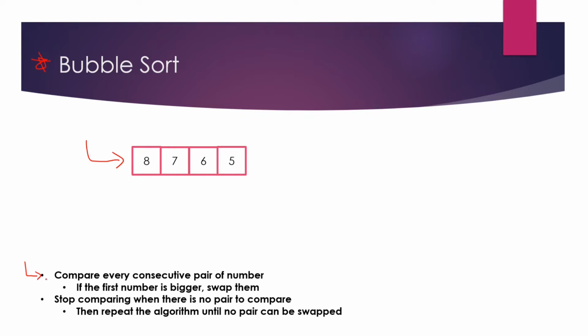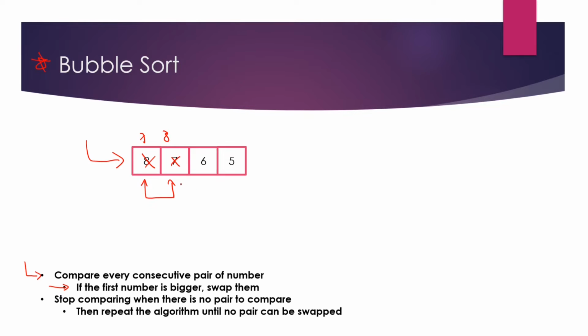The first step is to compare every consecutive pair of numbers, and if the first number is bigger than the second one, then you're going to swap them. So let's see, what do I mean by that? The first pair is going to be 8 and 7, and you can see 8 is greater than 7. So according to the algorithm, if the first one is bigger, then you're going to swap them. So 7 right here and 8 right here, and I'm going to cross out inside.